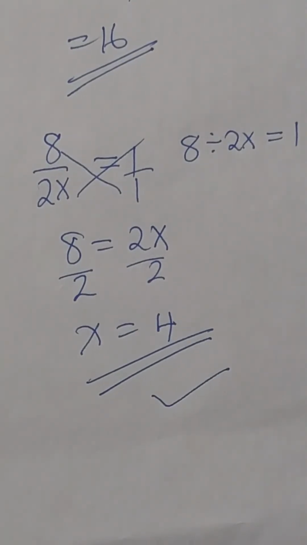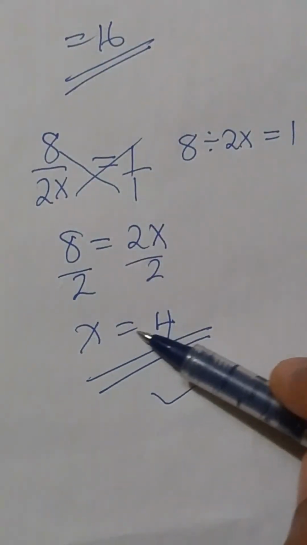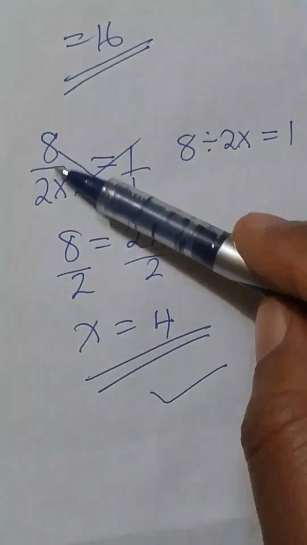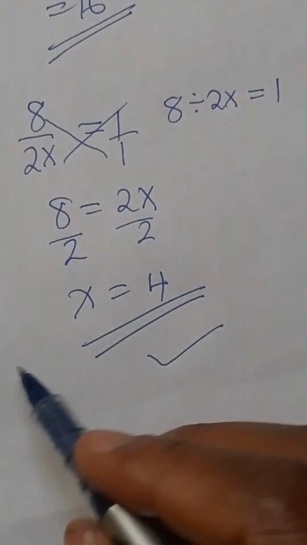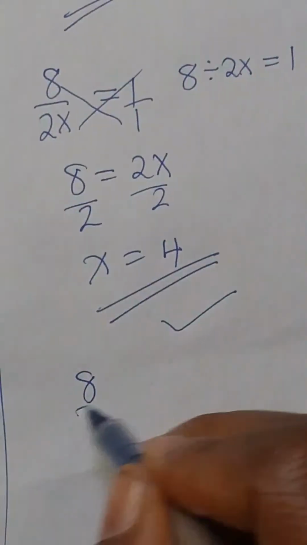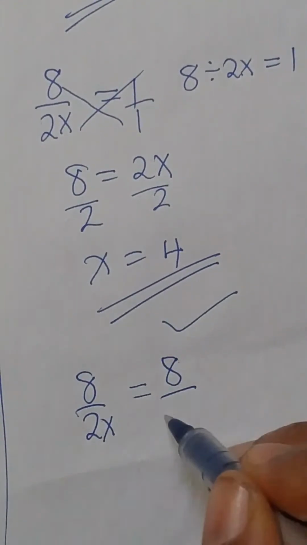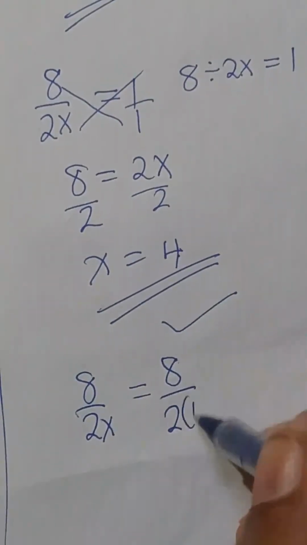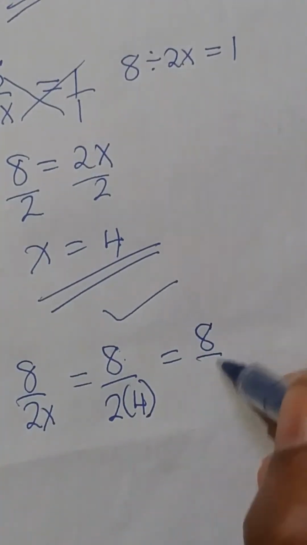When you ask, like we've solved this, and our answer is 4. If you input 4 here, you still get our answer. That shows that what you have solved is correct. So we have 8 over 2x. Now this is 8 over 2 times our x, which is 4. And this is equal to 8 over 8.